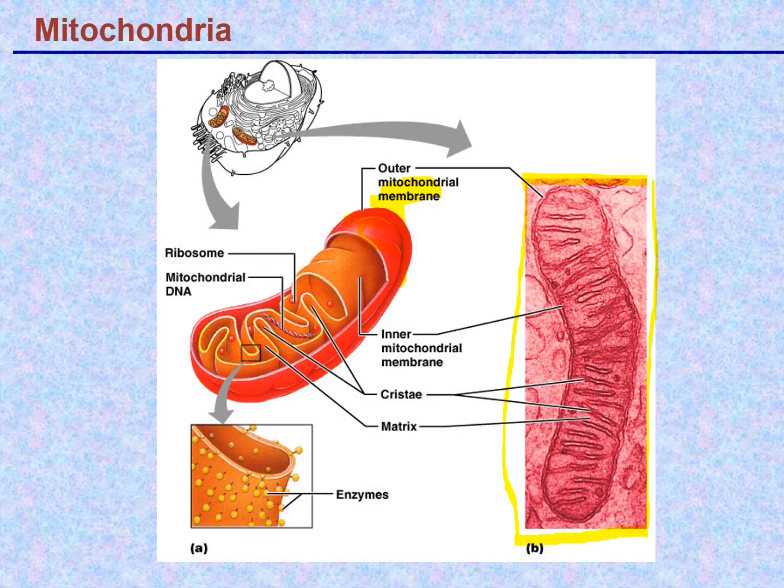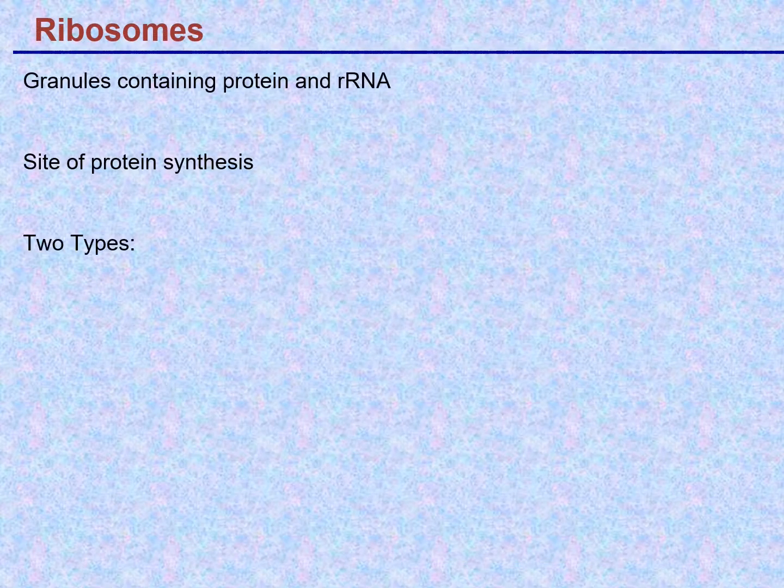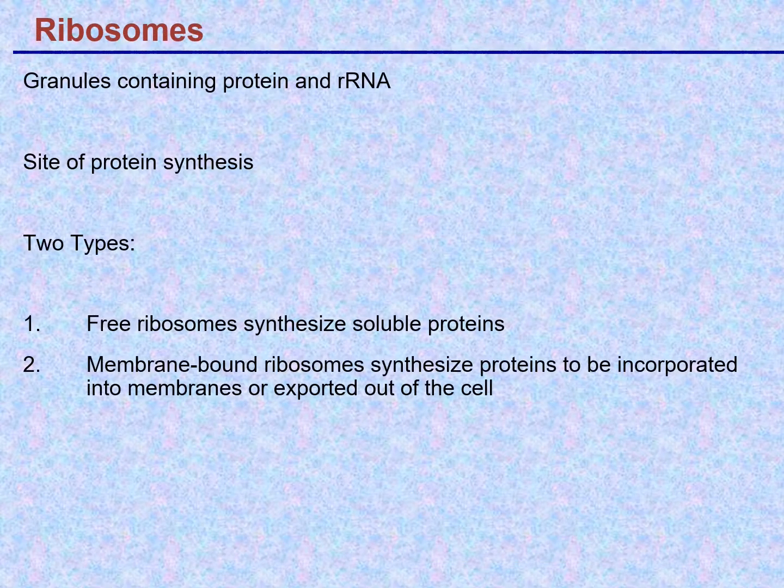And when you look at the electron micrograph, you can see these shelf-like structures that are formed by the inner mitochondrial membrane, and these are called cristae. That's plural. Okay. And again, I remind you that the mitochondria is where most of the ATP is produced in the cell.